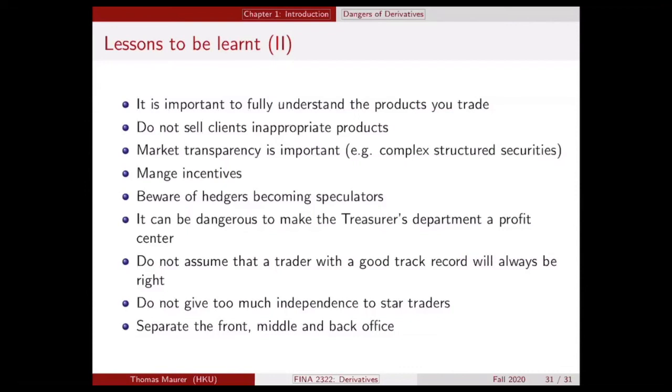And of course, separation of front, middle, and back office. I mentioned that before already. Don't let a trader write his own books and be in charge of everything by himself. So this concludes this introduction chapter for us for today.